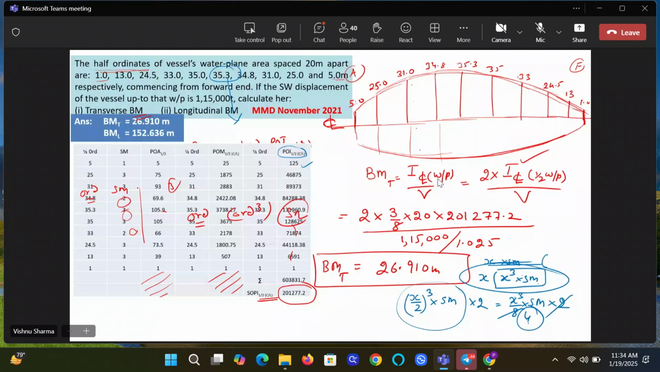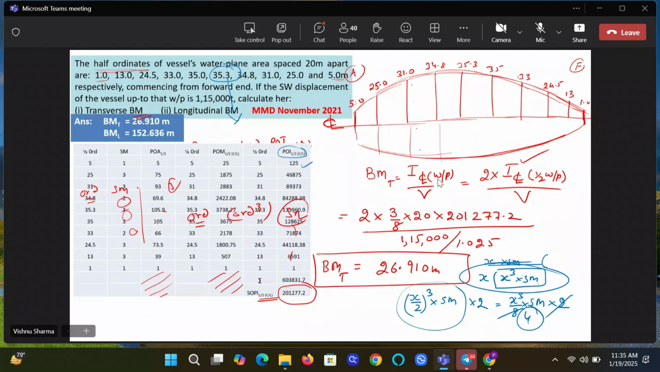This question has been made by somebody sitting at home, not caring for the answer. I'm answering your question of 26.9 being high. It is high because when you increase the breadth, the moment of inertia about the center line will increase. Correct? Now you will understand BML will come low.